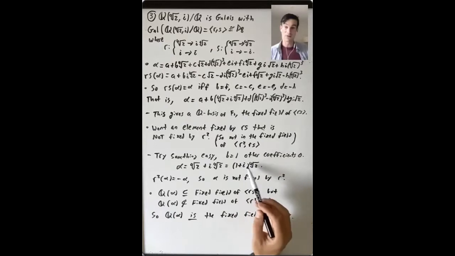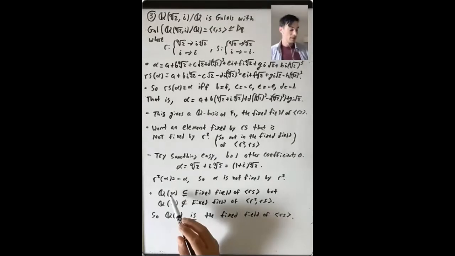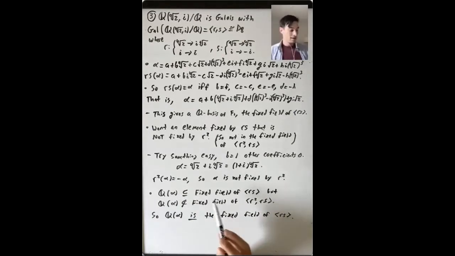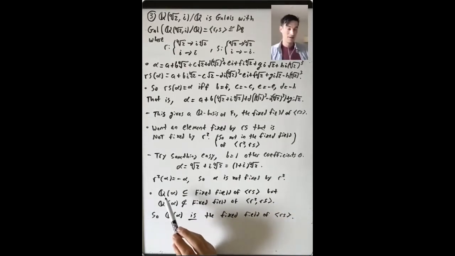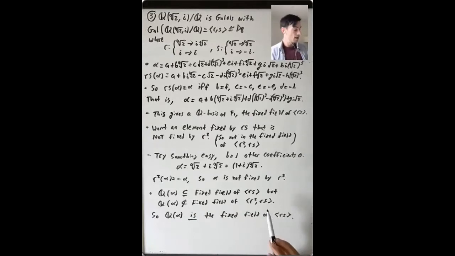If you take the field generated over Q by this element, Q adjoined alpha, this is contained in the fixed field of the subgroup generated by RS, but it's not contained in the fixed field of the subgroup generated by R squared and RS. So now think about what that means. The subgroup corresponding to Q adjoined alpha is some subgroup of the whole Galois group, which is generated by R and S. These two facts together tell you that the only possibility for where this field could sit in the subfield diagram is that it must actually be the fixed field of the subgroup generated by RS.